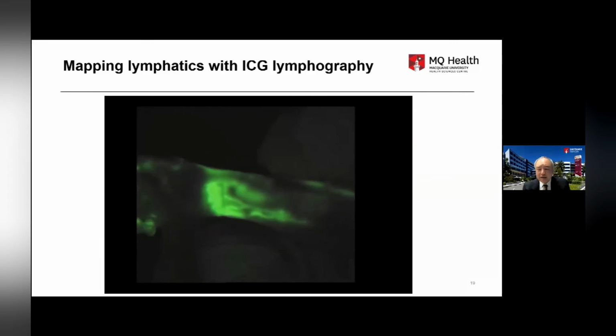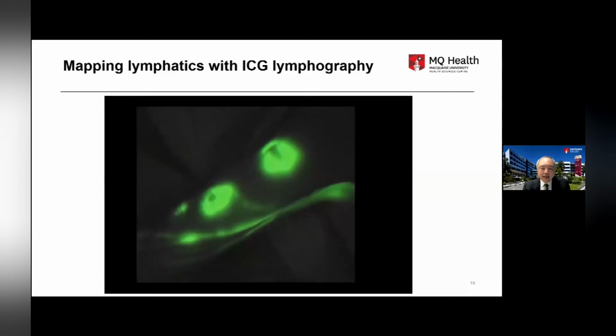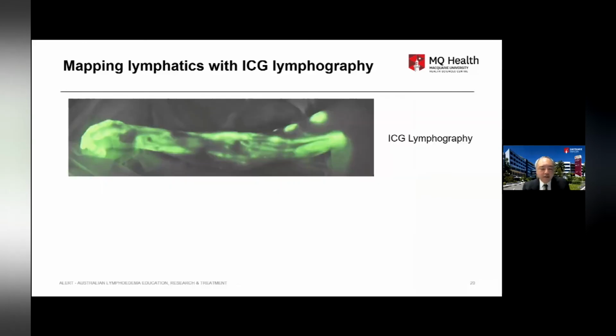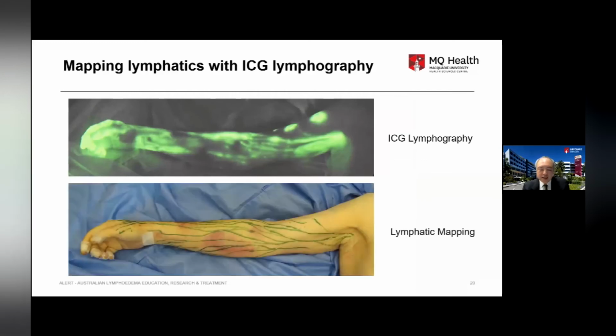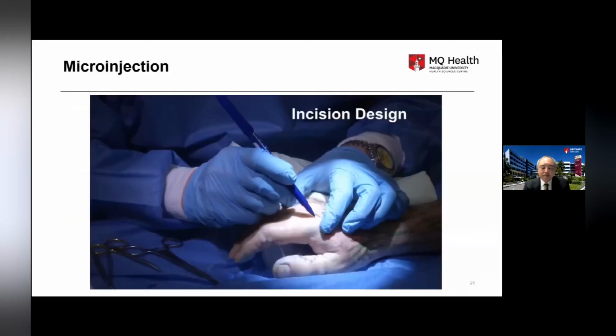This is after injection from the distal side, and we can see the normal course of the lymphatic system like this one. Here is indocyanine lymphography in a cadaver arm. This is a mapping, so we can see the normal course of the lymphatic system. Once I have mapped out the lymphatics, I inject a mixture of the dye and hydrogen peroxide.